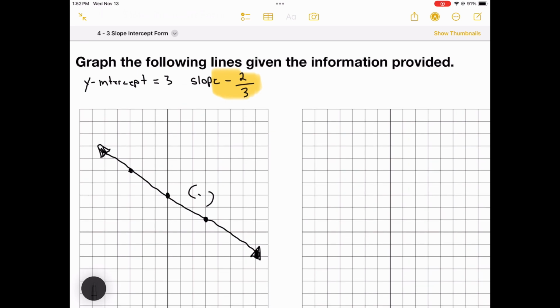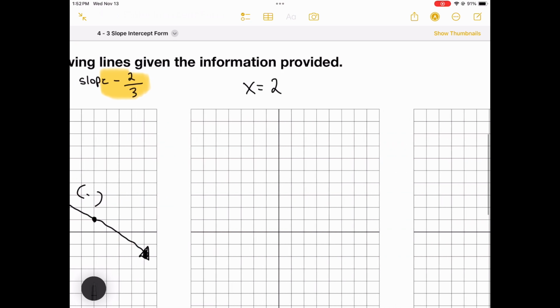They could also give you graph the line given an equation. So they could give you the equation like x equals 2, and they're going to want you to graph that line. Well, that line is an undefined line. It goes up and down. This is also called no slope. Remember, this is no slope or undefined. Okay, no slope or undefined.